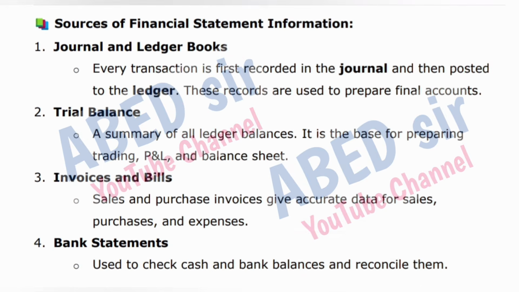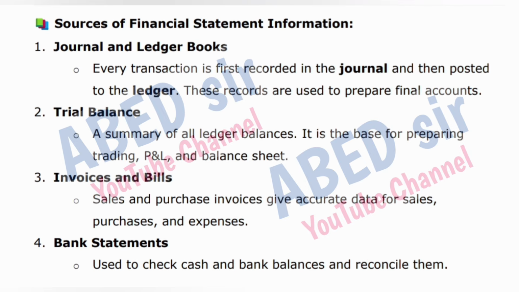Sources of financial statement information. 1. Journal and ledger books. Every transaction is first recorded in the journal and then posted to the ledger. These records are used to prepare final accounts. 2. Trial balance, a summary of all ledger balances. It is the base for preparing trading, P&L, and balance sheet.